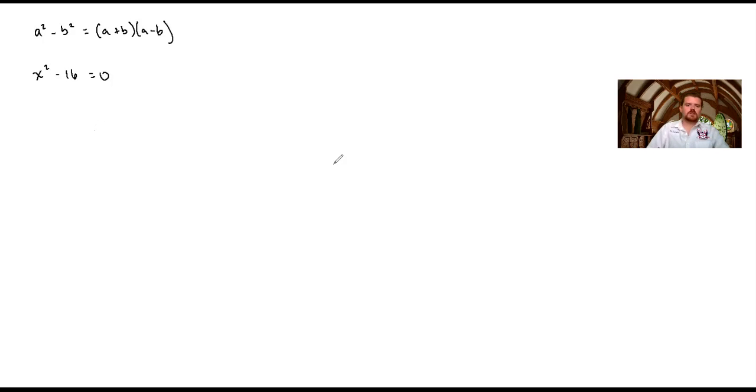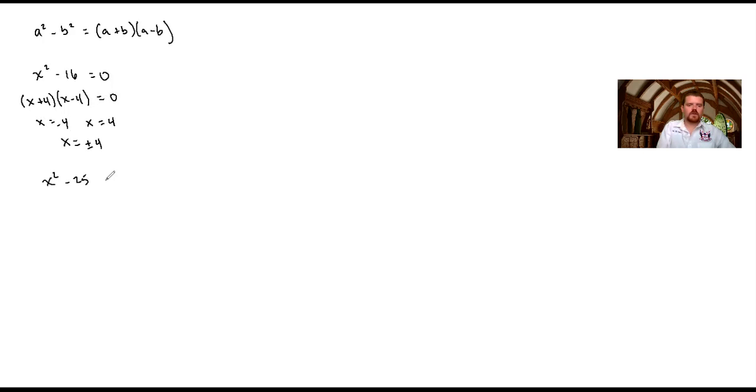So seeing this, 16 I recognize as a perfect square. So if I was trying to solve it, I could simply write it as x plus 4 times x minus 4, which means my solution, setting each of these equal to 0, is negative and positive 4. And you can write those separately, or you could just write it as a single answer, plus or minus 4. And you could keep going.